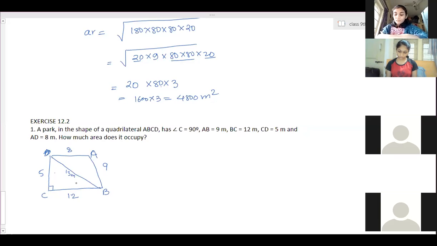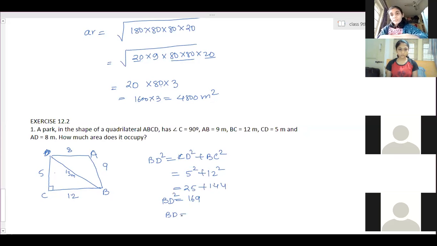By Pythagoras theorem, you have to calculate BD distance. BD square is equal to CD square plus BC square. 5 square plus 12 square. 25 plus 144, which is equal to 169, is BD square. So BD is equal to 13 meters.